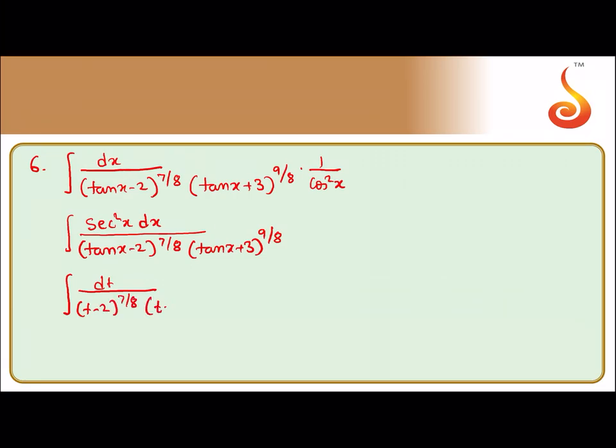So we take tan x is equal to t. This becomes dt by t minus 2 to the power 7 by 8 into t plus 3 to the power 9 by 8. Same rearrangement will do. So 8 is the power, clearly indicated. So 3 plus 2 will give you 5. I'll write the direct step. 8 by 5. If you solve, we get tan x minus 2 by tan x plus 3 to the power 1 by 8 plus c.